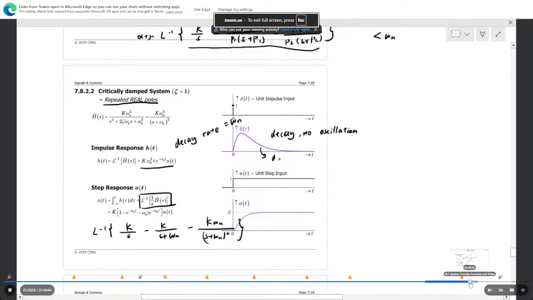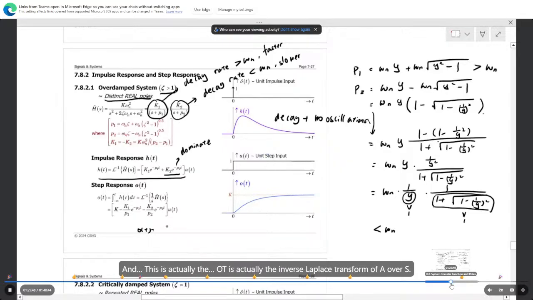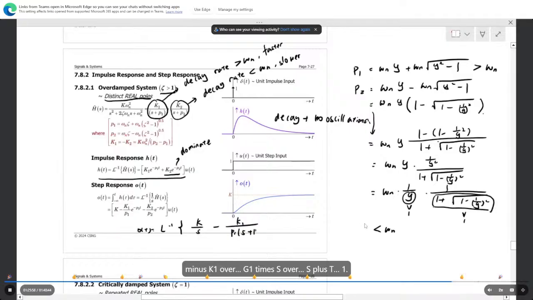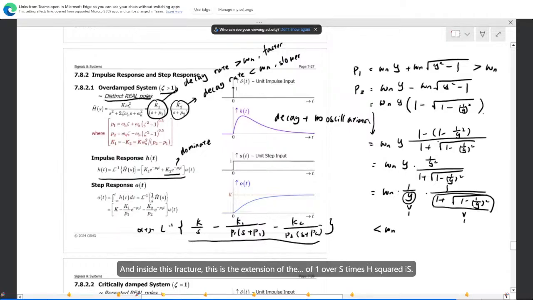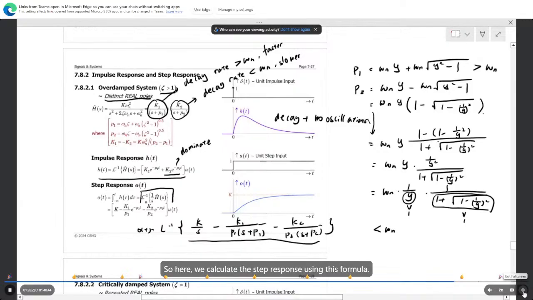Previous case. So here this is the extension of 1 over s times h. It's actually the inverse Laplace transform of k over s minus k1 over t1 times s over s plus t1 minus k2 over t2 times s plus t2. And inside this bracket, this is the extension of 1 over s times h squared by s. Now can I move on? So here we calculate the step response using this formula.